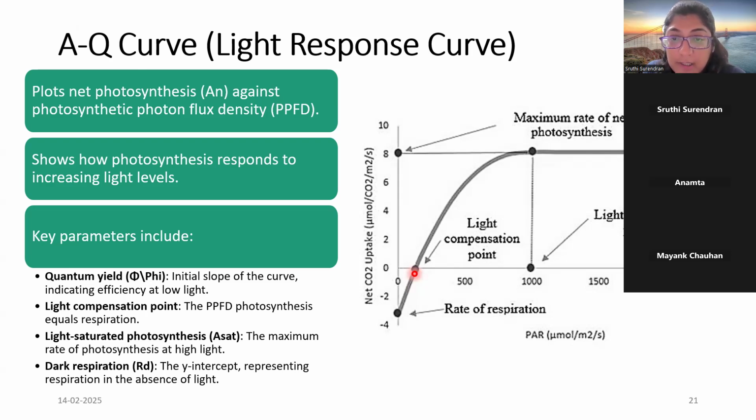So that point is called the light compensation point. And again, in the AQ curve, we see that there is an increasing rate of photosynthesis with increase in plant available radiation, and it will linearly increase for some time. You can see this portion of the curve has a linear increase. Then after that, it will slowly start declining.